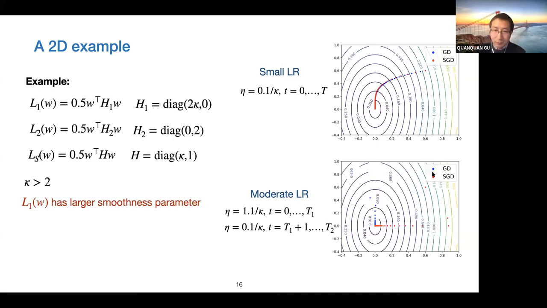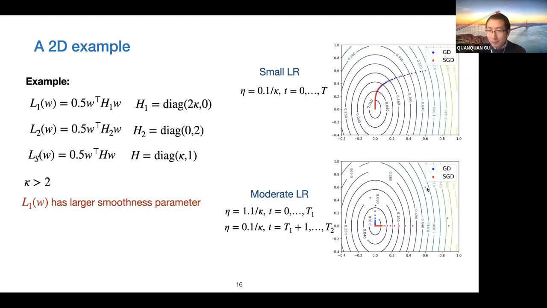So gradient descent will still follow this kind of trajectory. But since the learning rate is larger, there's an overshoot. Starting from the same point, there's an overshoot to here, and then it will converge along this small eigenvalue direction. But for stochastic gradient descent, the convergence trajectory will be radically different. At the beginning, if the learning rate is 1.1 divided by kappa, only L2 will be effectively optimized first, because this learning rate is large, so only the component function with a small smoothing parameter will be effectively optimized.